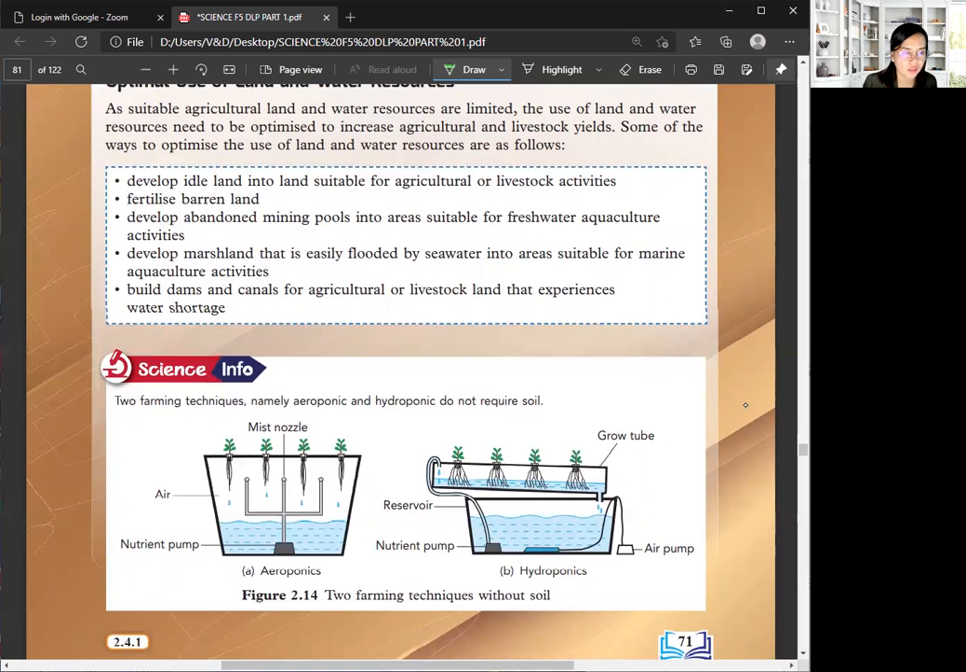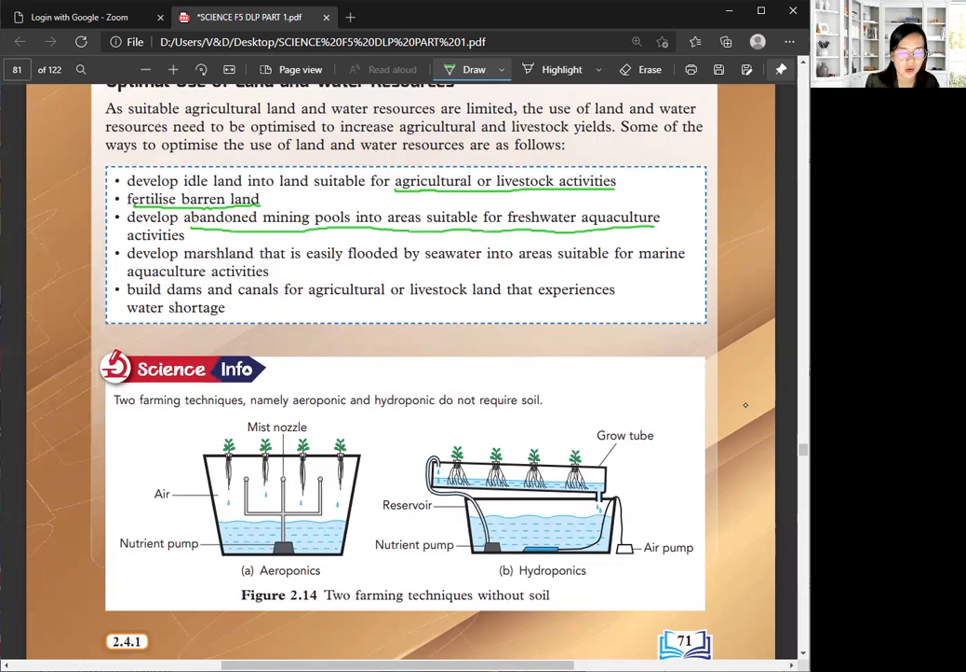So, mana-mana tanah yang tidak digunakan, okay, dibangunkan untuk kegunaan pertanian, or livestock activities, right? Fertilized barren land, okay, tanah yang tidak subur, disuburkan. Develop abandoned mining pools into areas suitable for freshwater aquaculture activities, okay. So menggunakan apa saja yang ada, ya, tanah yang terbiar, kesan lombong yang terbiar, semua itu digunakan untuk meningkatkan kuantiti dan kualiti makanan.